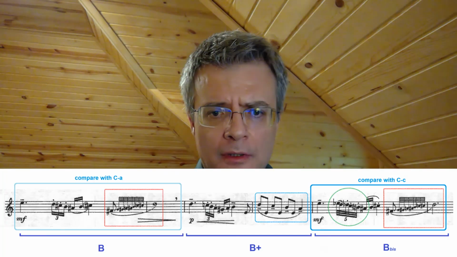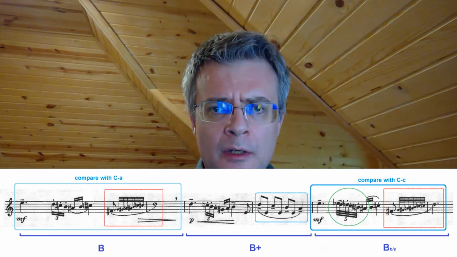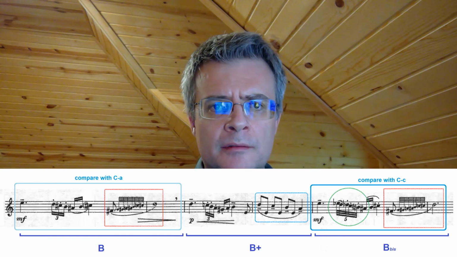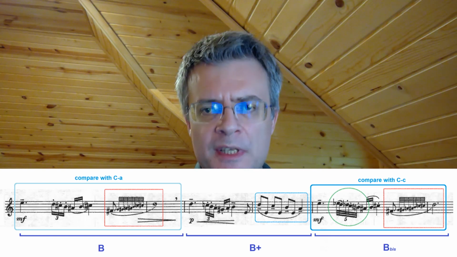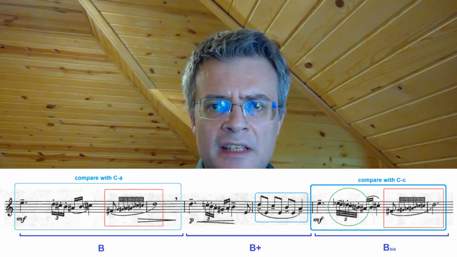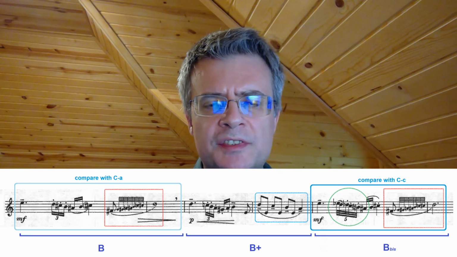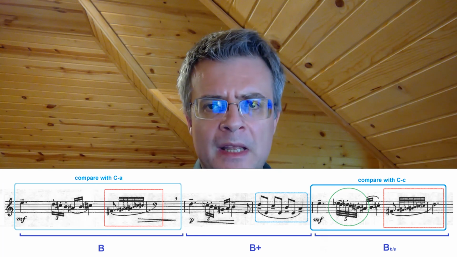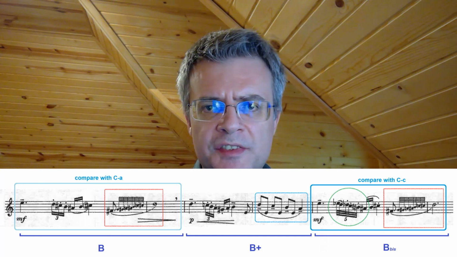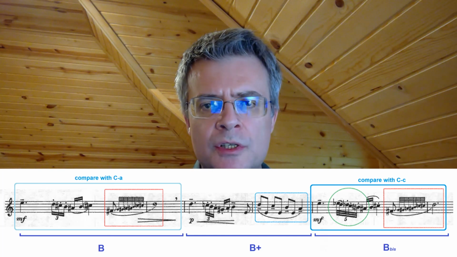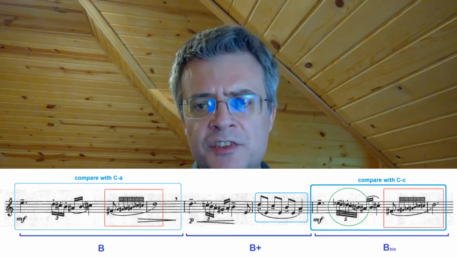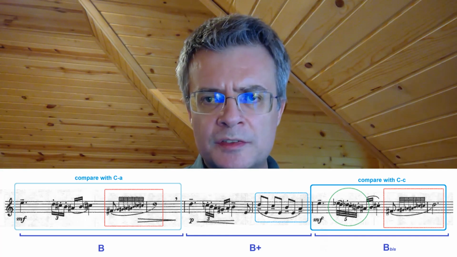In the B section, we have a little cycle within it. The initial and the final elements of the B section, which I again dubbed B and B bis, are essentially identical, and the only difference between them is the same as between A and A prima, namely that the descending gesture is chromatic, which is indicated, it's been circled in green in the B bis section.